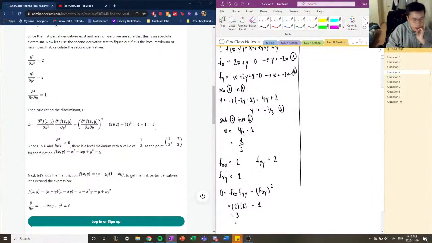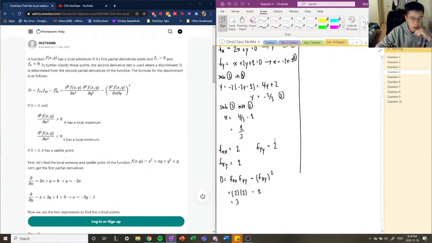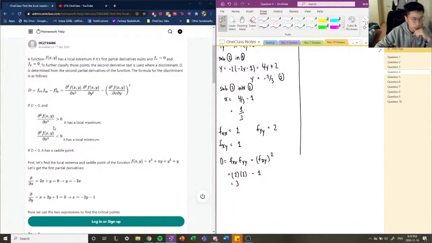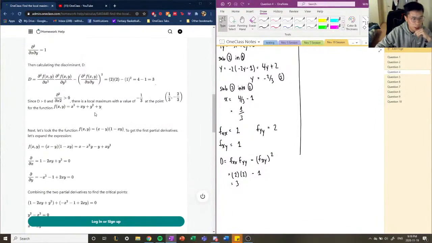Okay, so what does this mean now? Going back to what the junior tutor wrote, our discriminant is greater than 0, it's positive. And our double partial derivative of x, in fact all the double partial derivatives, are positive. So we have classified that our point 1 over 3 and negative 2 over 3 is a local maximum. Okay, so let's write our concluding statement.